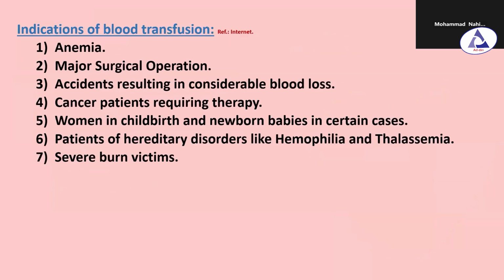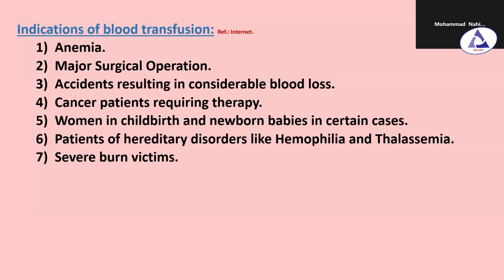Now you have to know what the indications of blood transfusion are. What do you mean by indication? Indications are those demanding situations in which you need to give a blood transfusion to an individual. So, what are the cases in which you will give an individual a blood transfusion? Number one, it is anemia. If a patient suffers from severe anemia, you need to transfuse him or her blood.